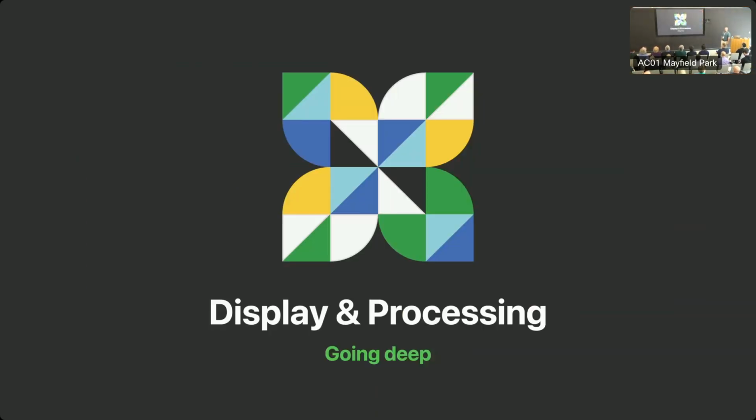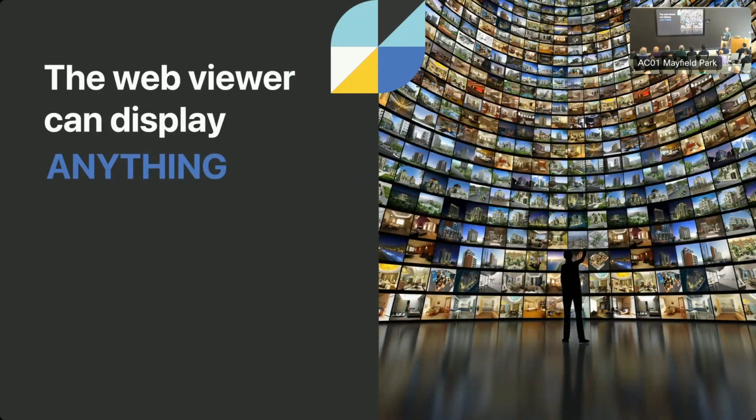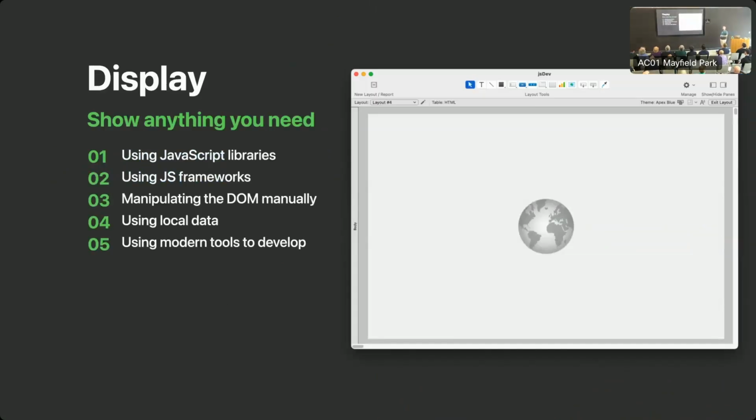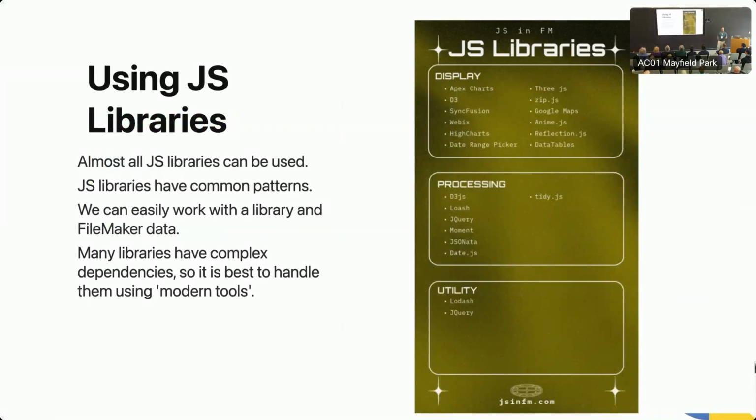All right, let's keep on going. Display and processing. The web viewer can display anything. The web viewer's power gives us the chance to display anything that we want inside of the web viewer. We can use any of the JavaScript libraries that are out there. There are thousands of JavaScript libraries out there, and most of them can be easily worked with inside of FileMaker to display.